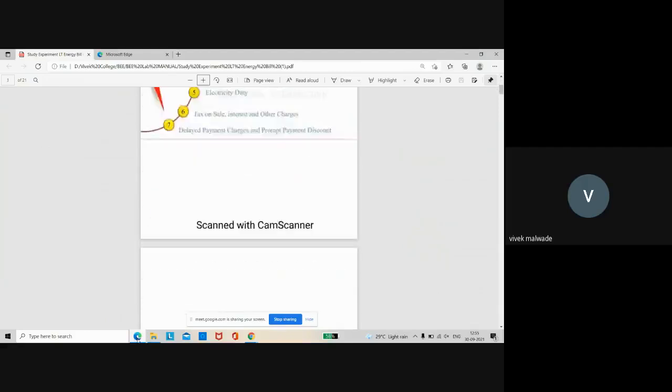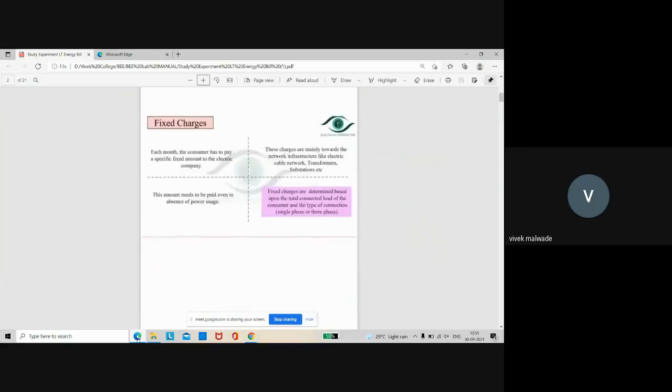The first is the fixed charges. Now fixed charges, what are fixed charges? Each month the consumer has to pay a specific fixed amount to the electricity company, and this amount needs to be paid even in the absence of power usage. These charges are mainly towards the network infrastructure like electricity cable network, transformer, substation. These fixed charges are related to the infrastructure that is required.